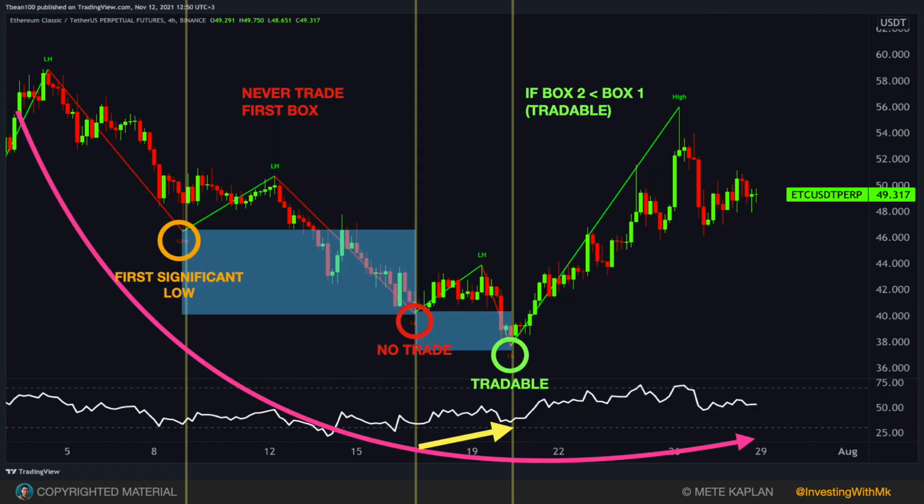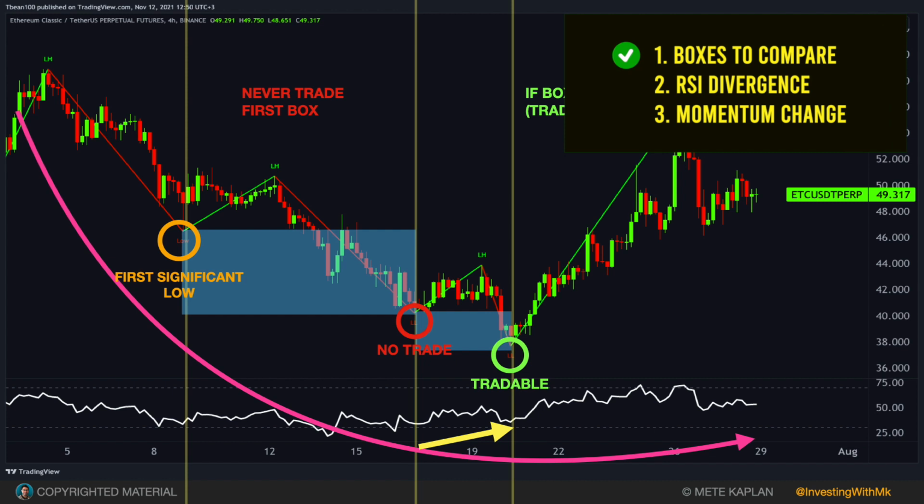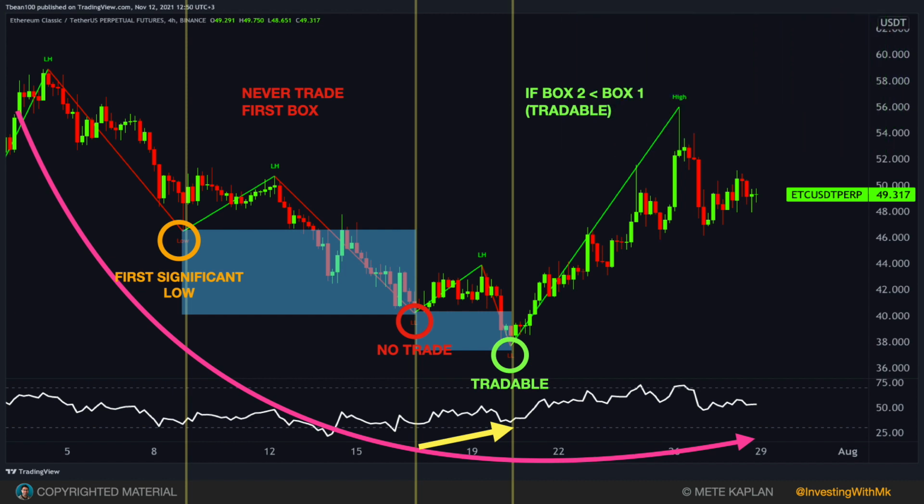It's exactly the same with downtrend. First and second lower lows present. We have our first box. We have our third lower low, which is tradable. We have boxes to compare. We have RSI divergence. We have parabolic action and momentum loss. Now we can continue to step 4.